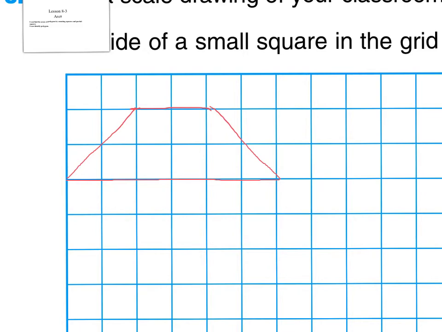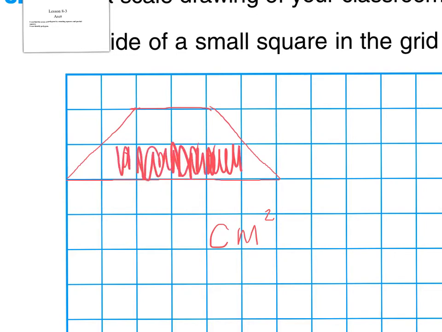Okay? So the first thing you want to do is you want to take care of all the whole squares. Okay? Because remember, we're trying to get square centimeters. So that means the actual squares in here. So this is the whole one. So 1, 2, 3, 4, 5, 6. We have 6 whole squares, so we'll do that.